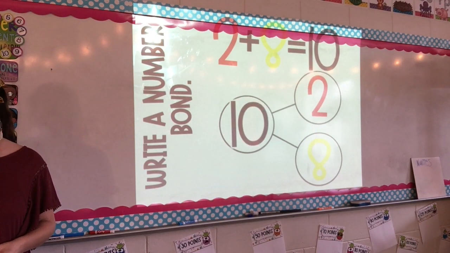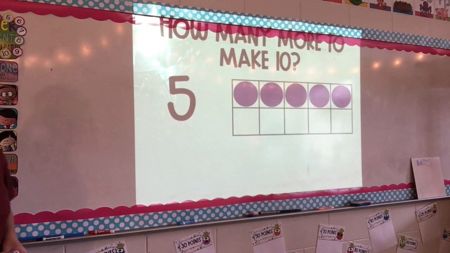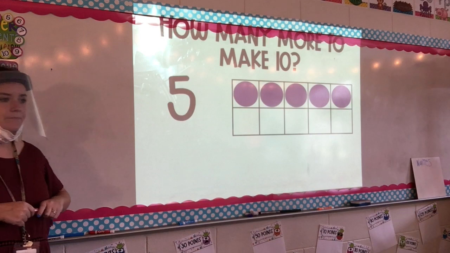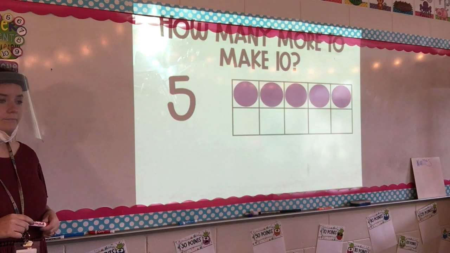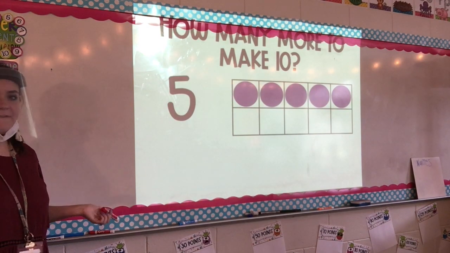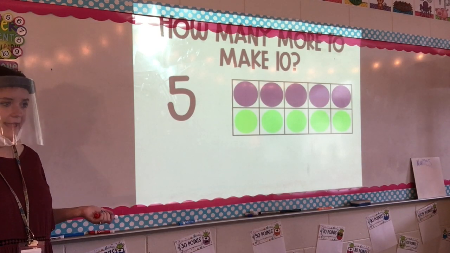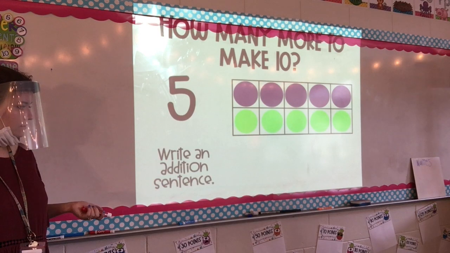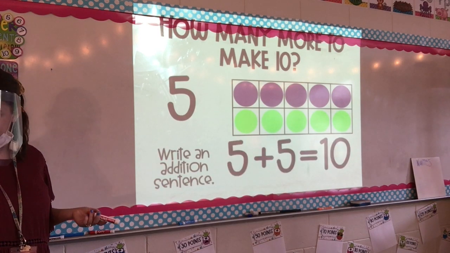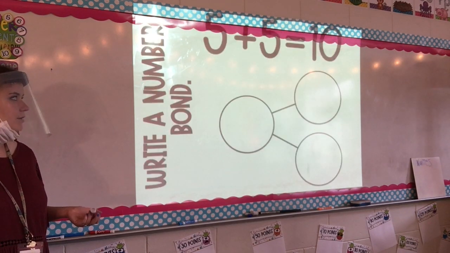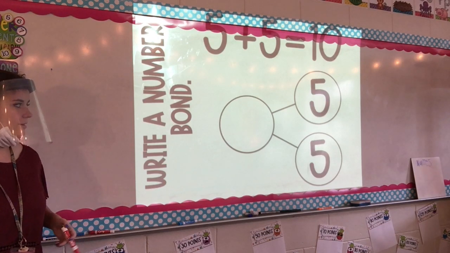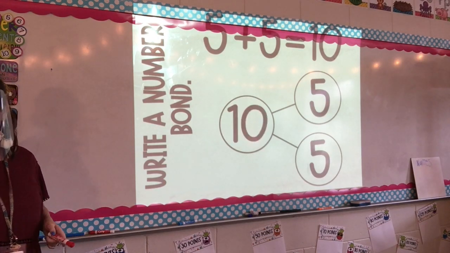Let's do one more of these 10 frames, and then we'll move on. So I've got 5 now. Emil, what does 5 need to make 10? 5. It needs 5. 5 and 5. So what would that addition sentence look like? 5 plus 5 equals 10. Good job. My 2 parts are the 5s, and then my total is the 10.